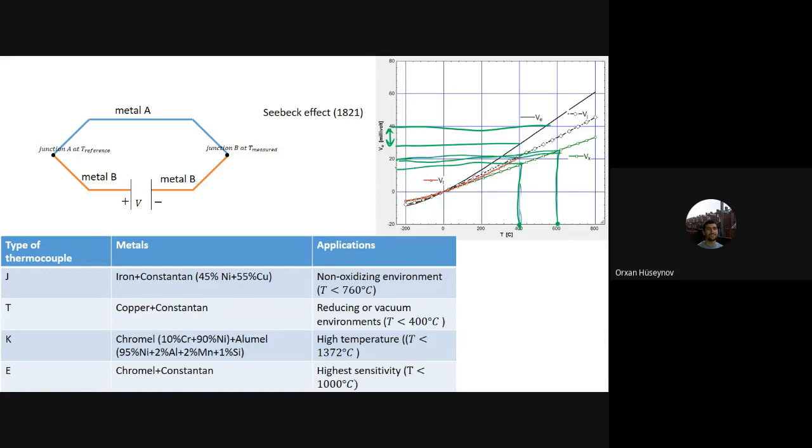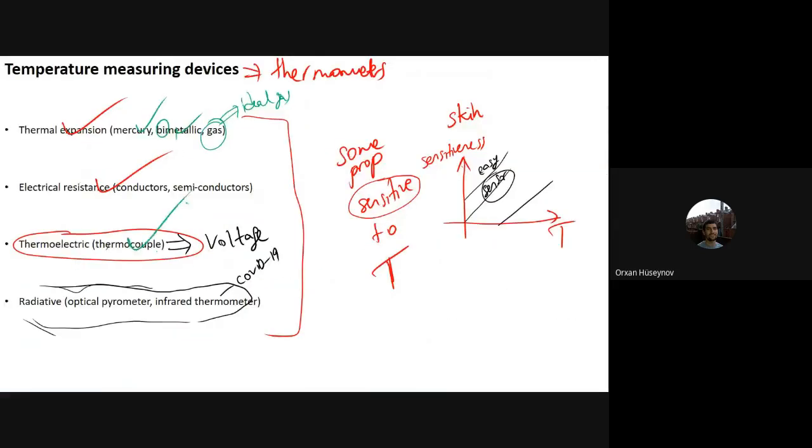You have this amount of change. This one is more than that one. Therefore, sensitivity is also important for the temperature sensors. This is the last. No, this is the thermocouple one.